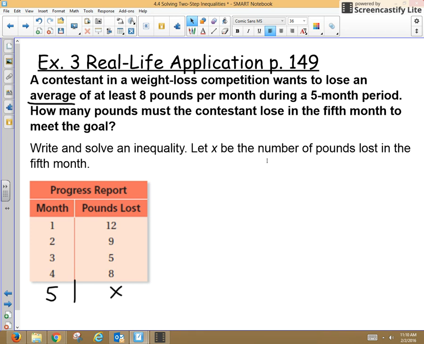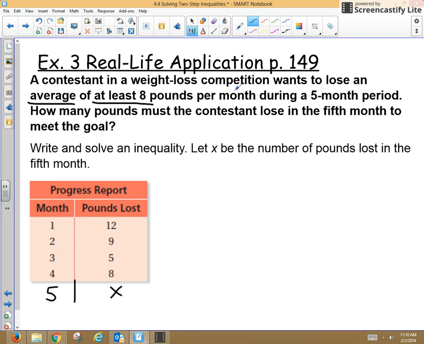This is our real-life application problem on page 149. A contestant in a weight loss competition wants to lose an average. Remember, average means you add up all the months and divide by the number you added. They want to lose an average of at least 8 pounds per month during a 5-month period. Now, at least means they want to lose 8 pounds at the very least, but they'll be happy if they lose more weight than that. But at the minimum, they need at least 8 pounds or more.